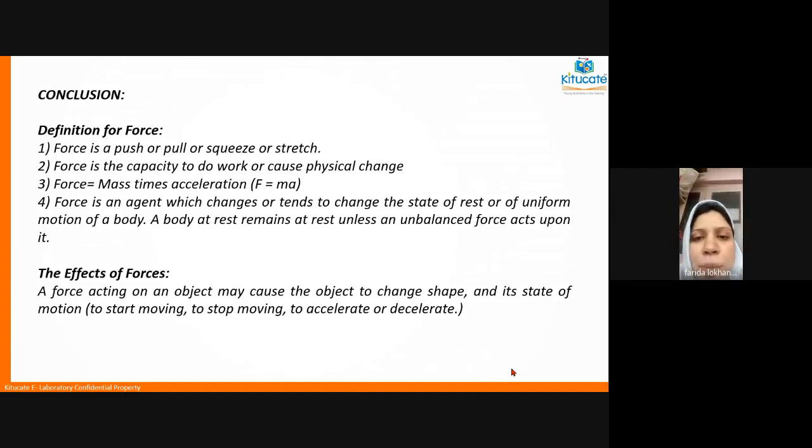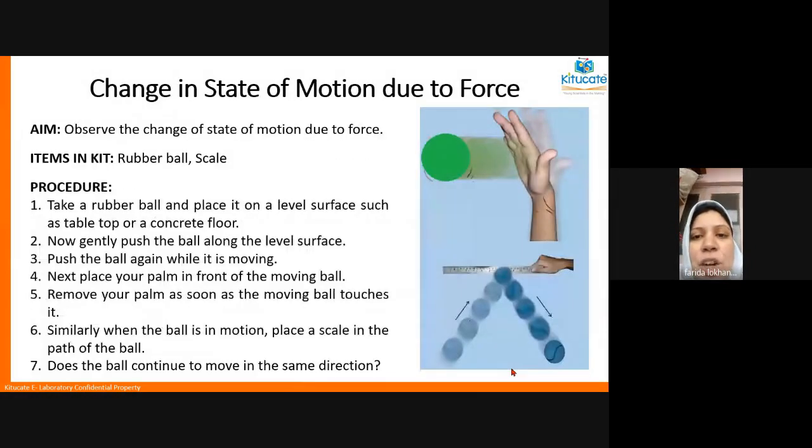Okay, so in this experiment, I will tell you all what you all have to do. At that time you can put your mics and videos on, and we'll do it together. Ma'am, I don't have a rubber ball. I have a plastic ball. Yeah, you can use any ball. This rubber ball is normally put in because when we supply the kit, we put a rubber ball in it. That is why it is written as rubber ball.